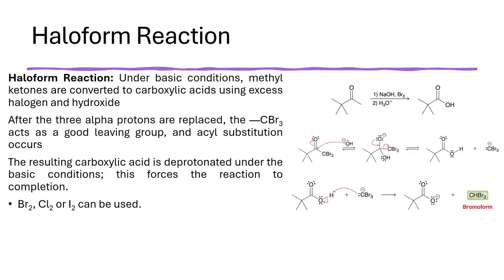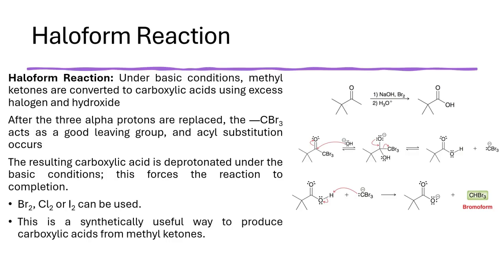One may use Br2, Cl2, or I2. This is a synthetically useful way to produce carboxylic acids from methyl ketones. And this will work best if the other alpha carbon has no alpha protons.